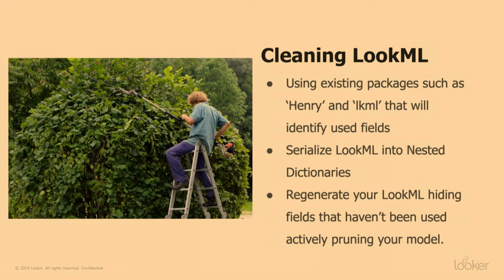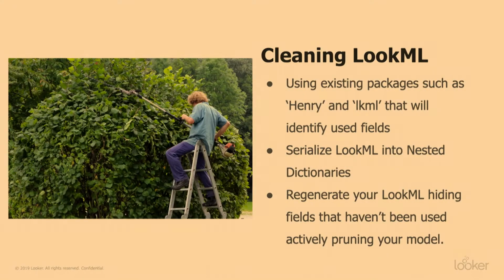So using these existing packages, such as Henry, such as LKML. So Henry, if any of you don't know, is a command line tool written in Python. It will scan your history table of your model, and then identify which of your fields aren't being used, which of your joins aren't being used. And then LKML was just kind of mentioned on that blue stage, authored by Josh Temple. Basically, that takes your LookML and it serializes it into a series of nested dictionaries. And once we've got that, we can then match up the two.